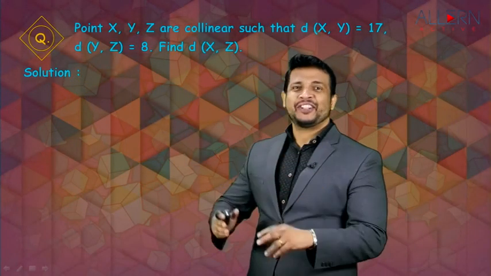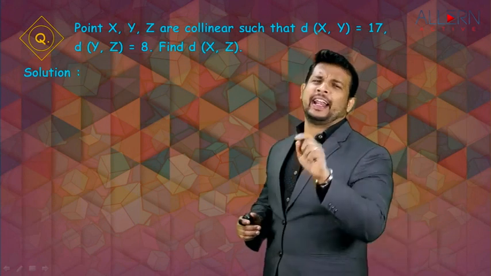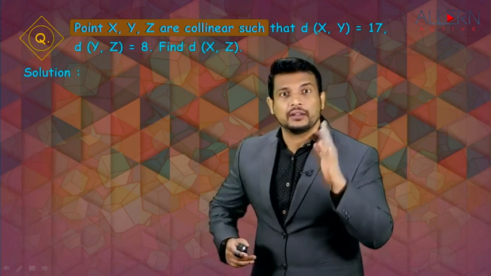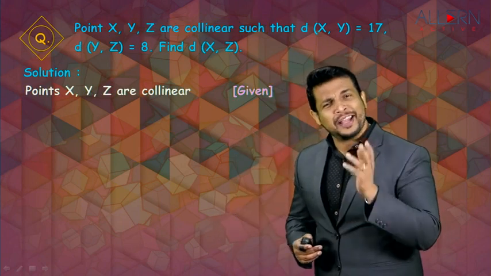Let's do a very interesting one. This is a beautiful one. Read the first sentence. It says that points X, Y and Z are collinear. That means we know 3 points are lying on the same line, right?